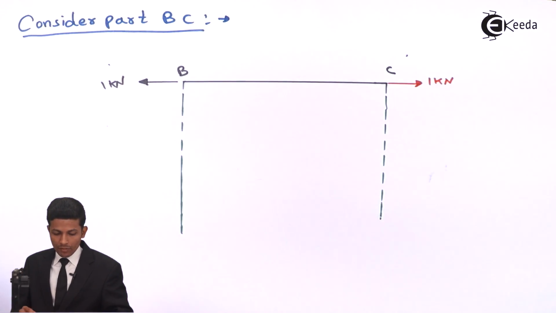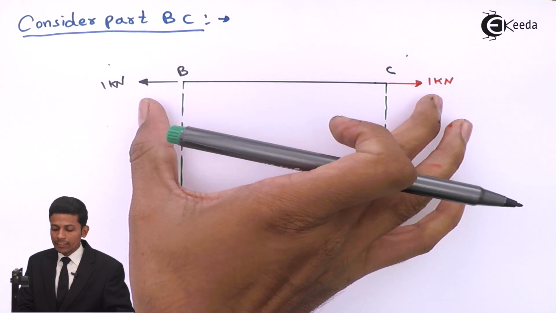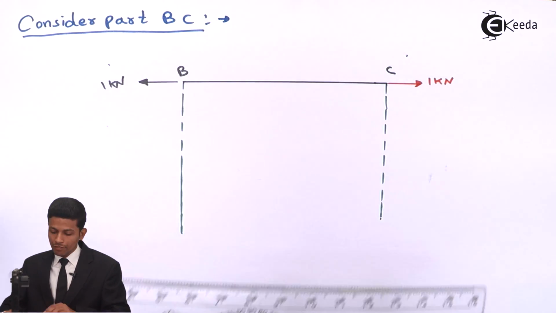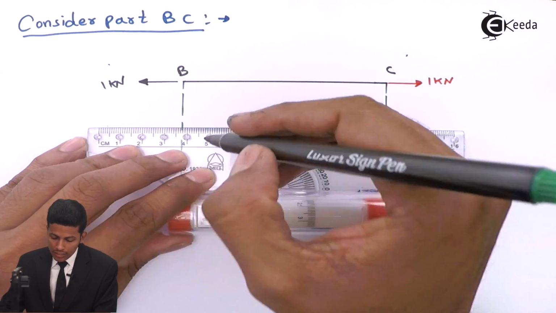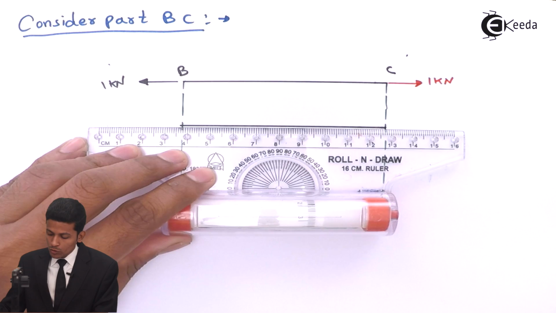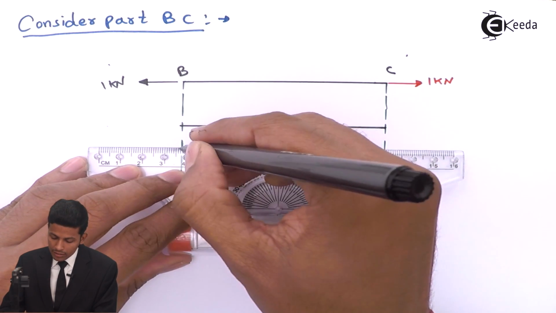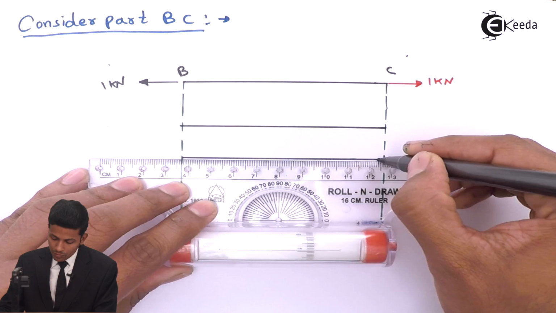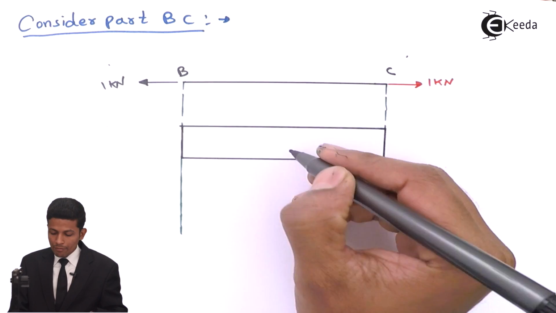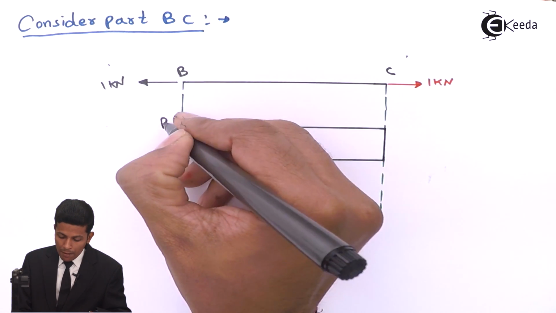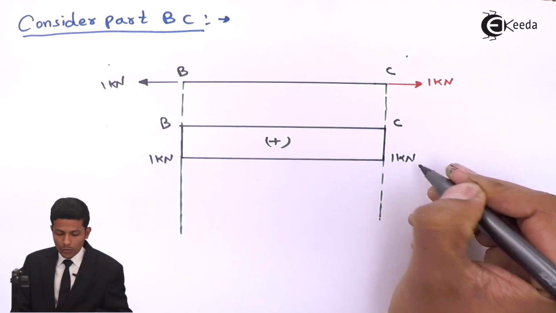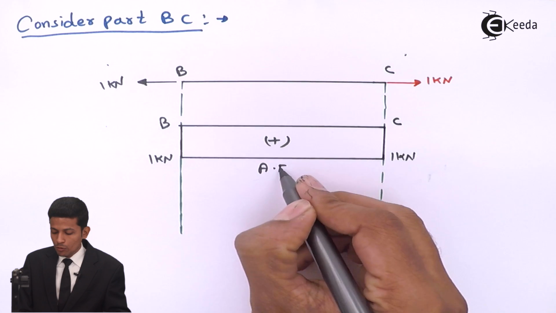Now see, the sign will indicate whether it's compression or tension. This is a tension. Tension means we have taken positive, and a positive sign you have to draw inside the frame. This is the tension, so we have to draw inside the frame like this. Positive means inside the frame. This is your B part, this is C part. This is 1 kilonewton, this one is also 1 kilonewton over here. This is your axial force diagram.